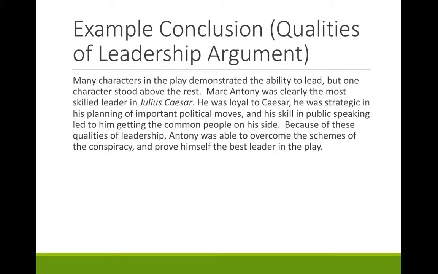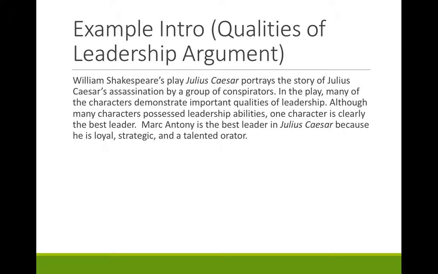information. Many characters in the play demonstrated the ability to lead, but one character stood above the rest. Mark Antony was clearly the most skilled leader in Julius Caesar. He was loyal to Caesar, he was strategic in his planning of important political moves, and his skill in public speaking led to him getting the common people on his side. Because of these qualities of leadership, Antony was able to overcome the schemes of the conspiracy and prove himself the best leader in the play. Okay, this time I think the conclusion is actually a little bit longer, but again, it's no new information.